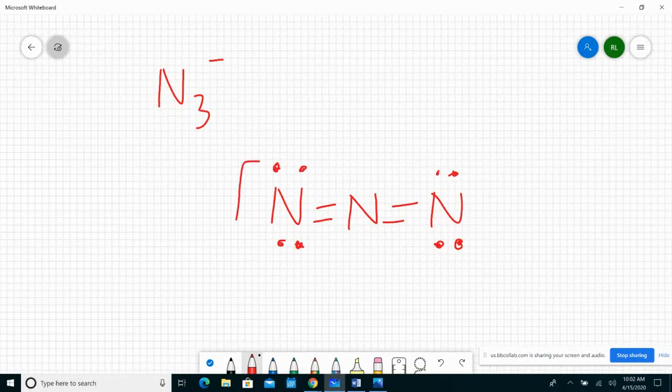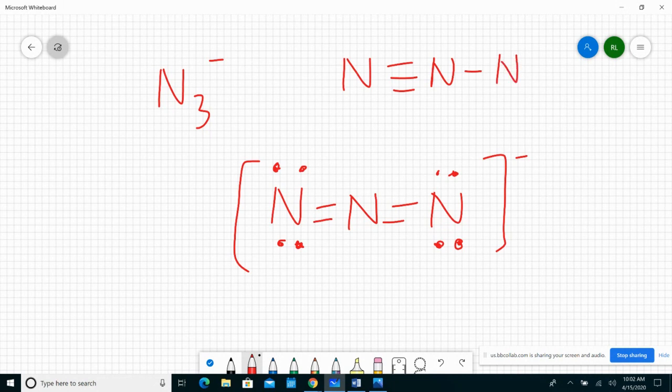And you might be wondering why this is the better shape than this. I could have done something like this along this line. But I'm telling you this is the better shape because when you assign the formal charge on all these atoms, this is going to be your better structure based on the 3 rules that we talked about.